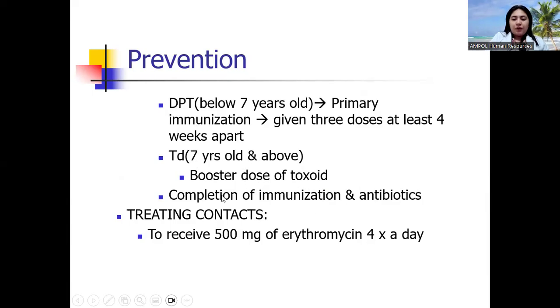So of course, prevention is the completion of all immunization. Those 3 doses must be completed, plus your booster. Now, treating contacts: for direct contact with patients with diphtheria, especially healthcare workers, we can give prophylaxis. They should receive 500 milligrams of erythromycin 4 times a day as prophylaxis against diphtheria.